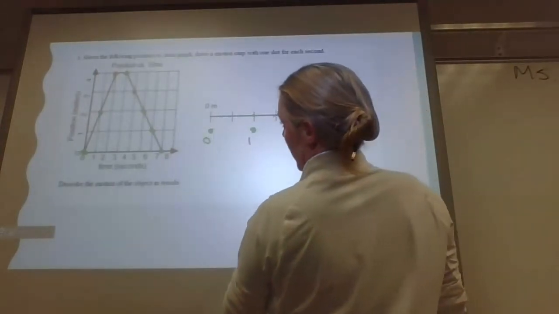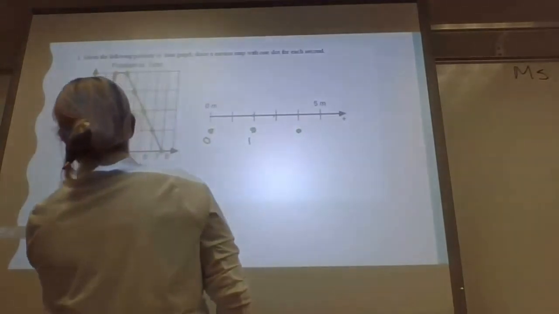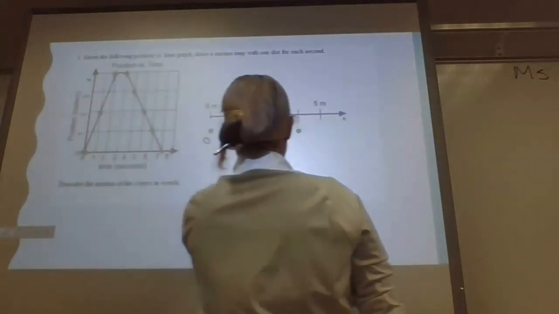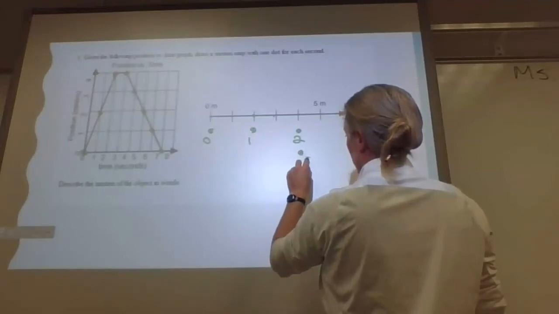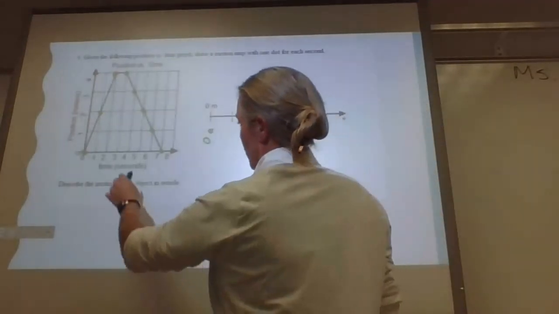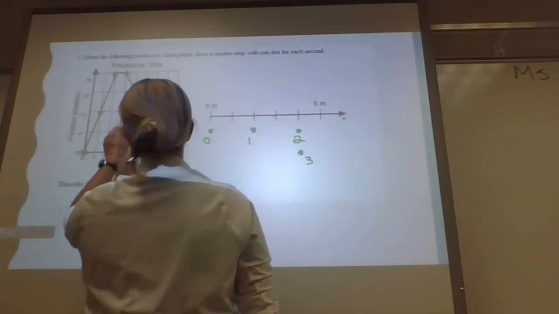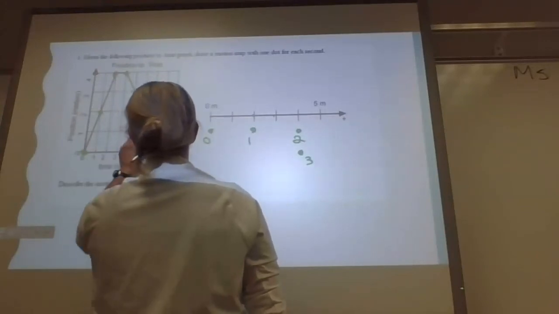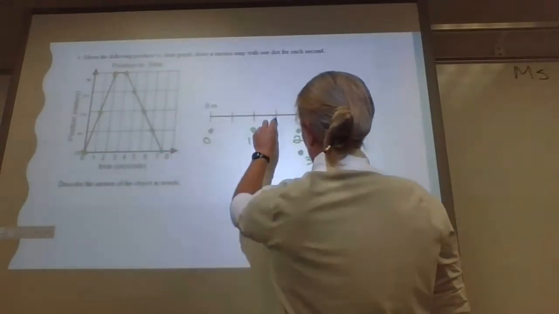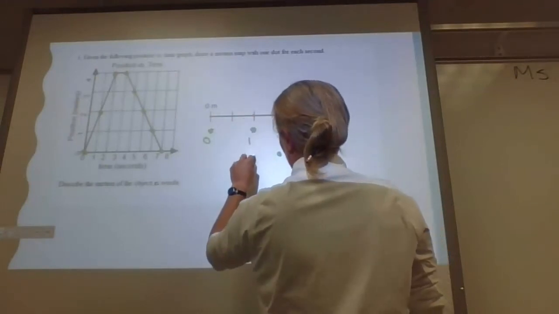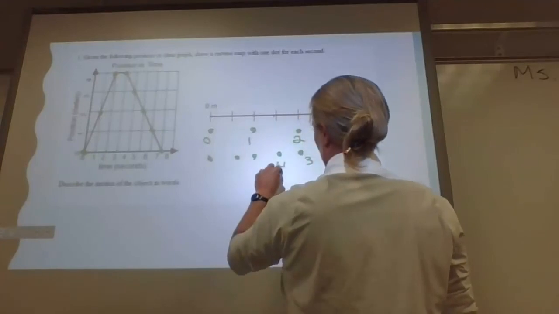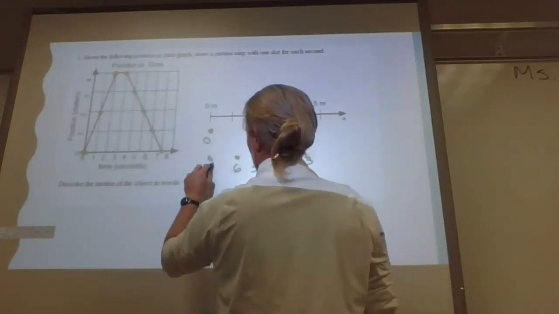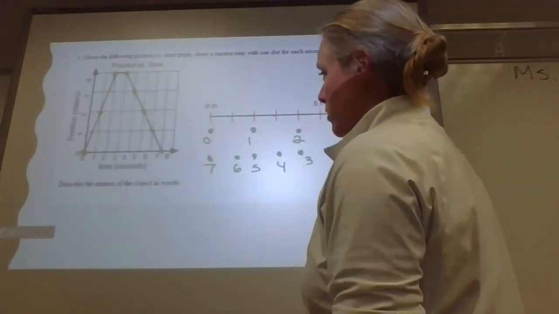And then at my 3rd second, I'm also at 4. So I'm just going to drop it down and label that 3. At my 4th second, I'm at 3, 5th second, 2, 6th second, 1. So at my 4th second, back 1, back another, back another. So 4, 5, 6, and at 7, I'm back at 0.